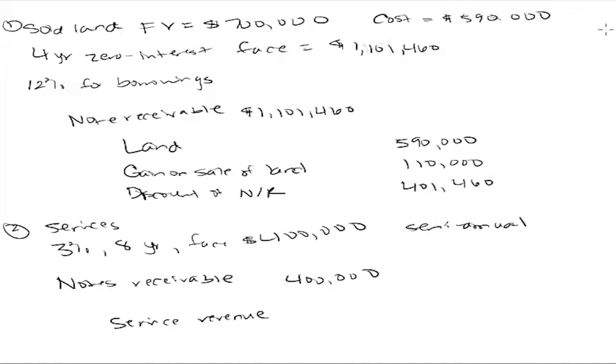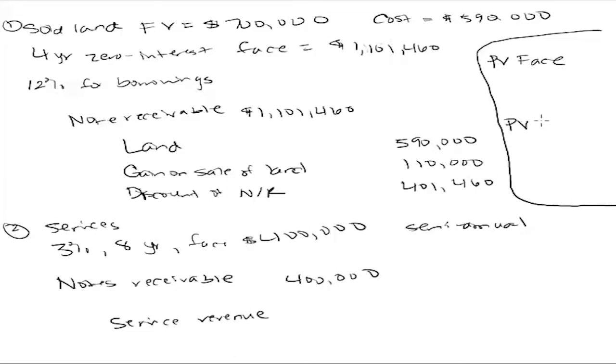Let me make a little box up here, make a little space. There are 2 things you should look for. First, you need to do the present value of the face. The second thing you need to look for is the present value of the interest payments. So the face value is $400,000. The interest payments are how much? You should know how to do this. Pause, calculate it, see if you get the right number.